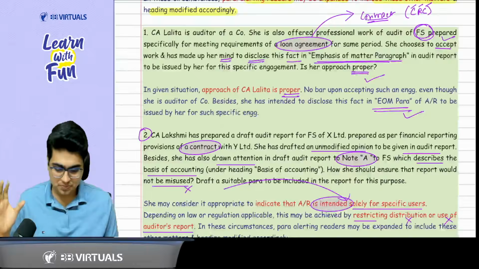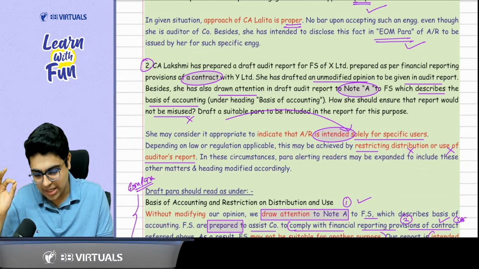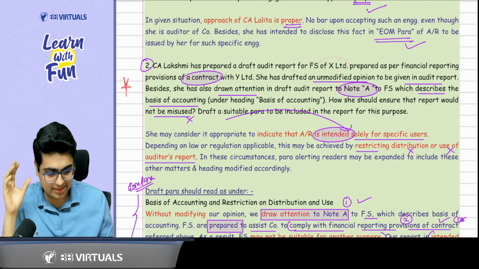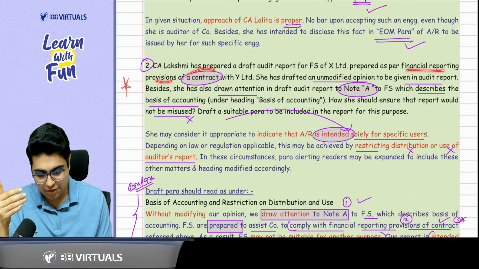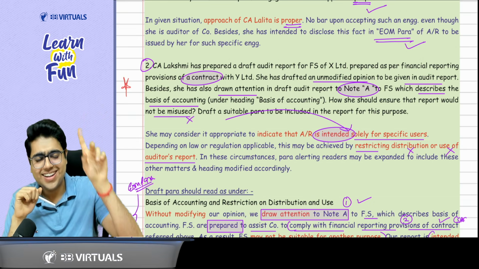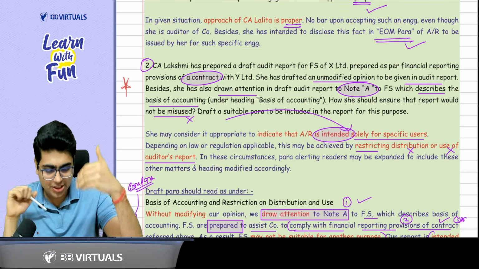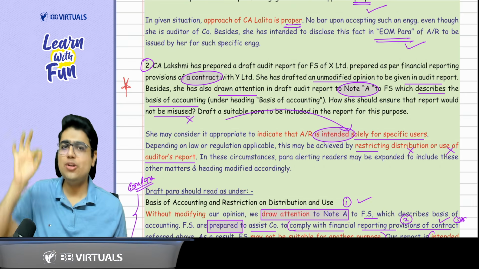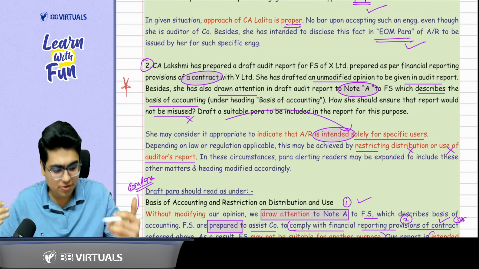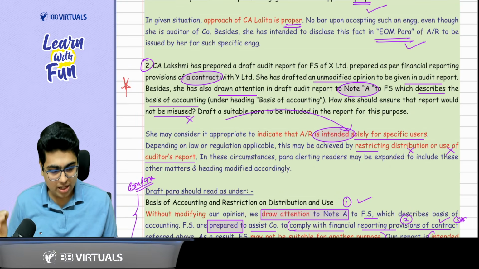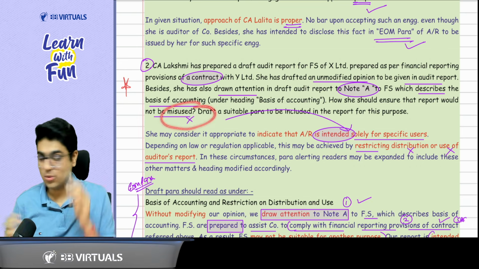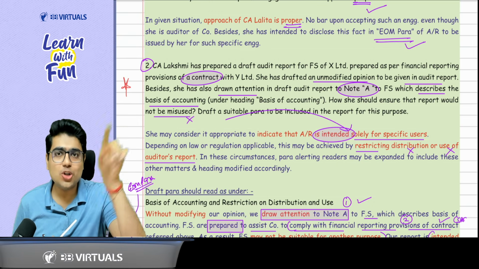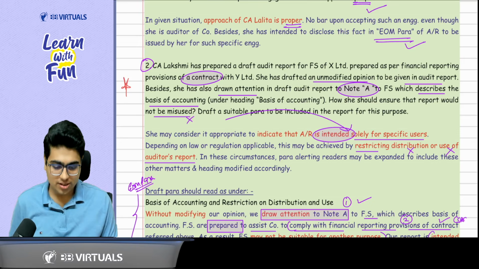Her approach is proper. Question number 2, it is a good question. Please mark it important from exam point of view. CA Lakshmi has prepared the draft audit report for the financial statement of X Limited, prepared using the financial reporting provisions of contract. CRC, creditor, regulator, contractor. Again, it is a special purpose framework. She wants to give an unmodified opinion and draw the attention to note A. So whenever you want to draw the attention, you use which para? Emphasis of matter para, which describes the basis of accounting. How should she report this so that it is not misused? Not misused means you have to mention this is only for specific users, not to be distributed, not to be used by others. So draft the suitable para.